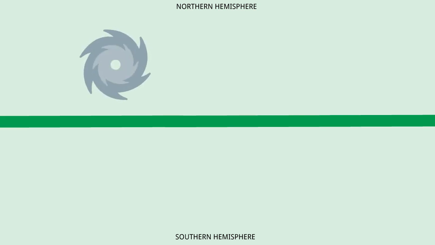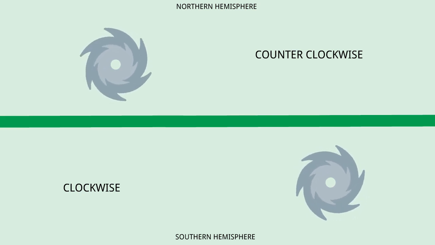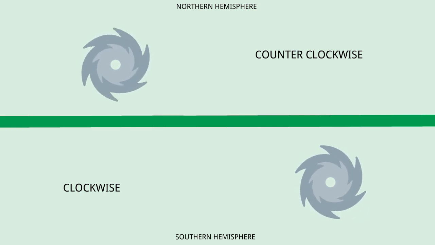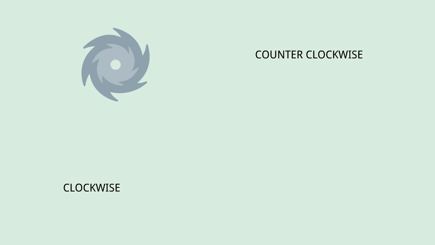There are also a few other differences in them apart from this. The tropical cyclones rotate in a counterclockwise direction in the northern hemisphere and in a clockwise direction in the southern hemisphere. This is because of the Coriolis effect.